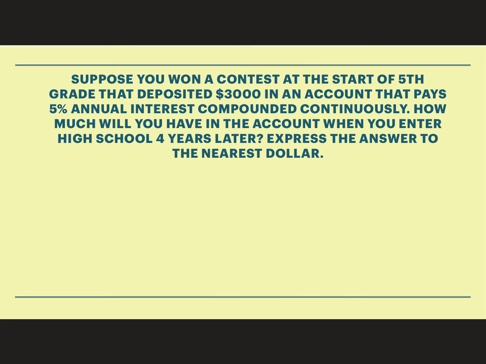So suppose you won a contest at the start of 5th grade that deposited $3,000 in an account that pays 5% annual interest compounded continuously. How much will you have in the account when you enter high school 4 years later? Express the answer to the nearest dollar. So since it says compounded continuously, we use our PERT formula. So P is our starting amount. What do we start with? $3,000.